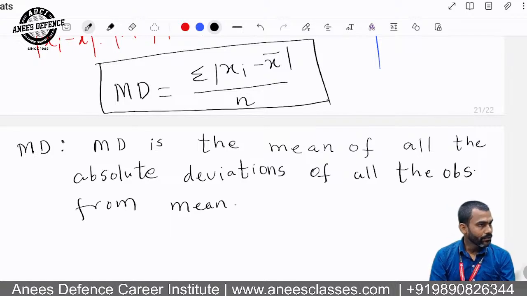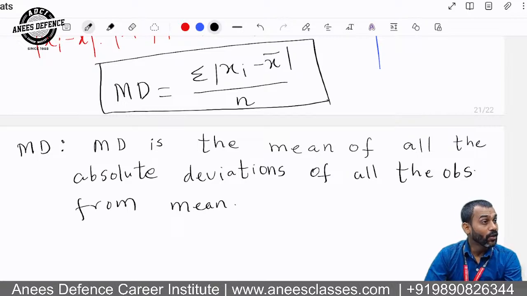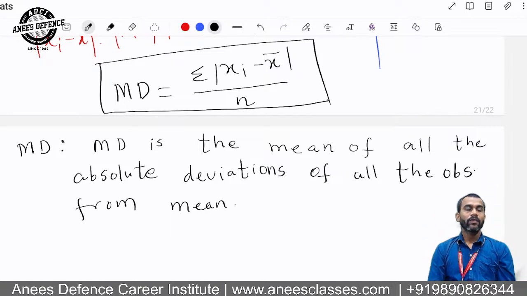Can it be negative? No. Why? Mod is there. Yes or no? Can it be zero? Yes. Why zero? When all the observations are equal. When all the observations are equal, then mean would be equal to that observation only. So difference would be zero. All zeros you'll get, and the average of zero will be zero only. Yes or no? Yes, sir.